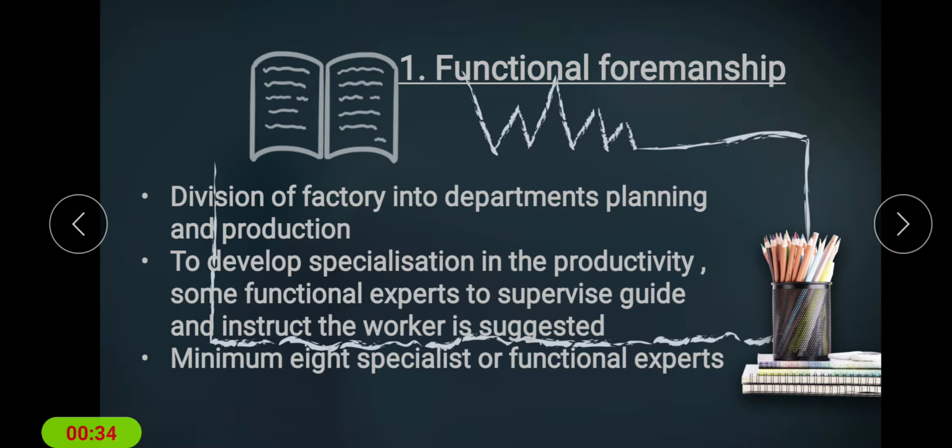In this technique, division of work should be achieved by dividing the work into two departments, that is planning department and production department. Taylor felt that workers should be free from the stress of planning and must focus on production. So, in order to develop specialization in productivity, in each department there should be some functional experts to supervise, guide, and instruct the worker. It will improve the quality of supervision and control of work.